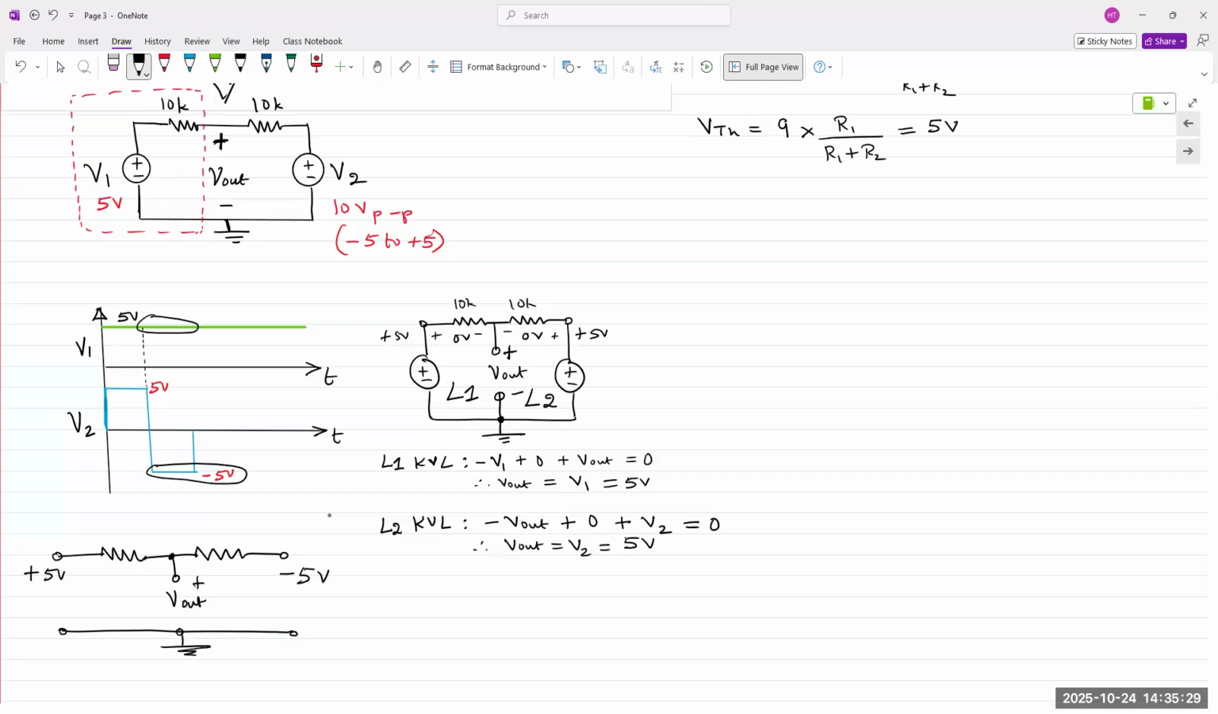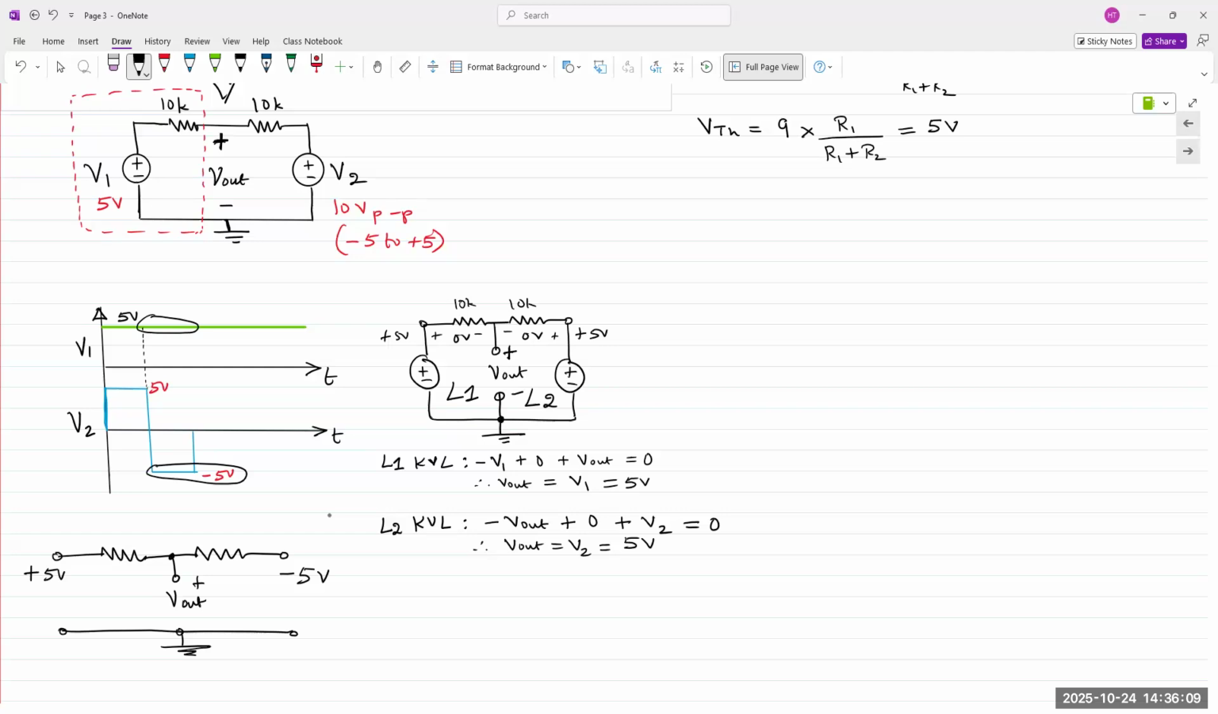But here's the thing. Because both resistors are equal in value, 10K does not matter. The value of the resistors does not matter because we are not talking about the value of the current. We're talking about voltage. Because both resistors are of the exact same value, that means that 10 volts is divided into exactly half. So half is on the left, half is on the right.